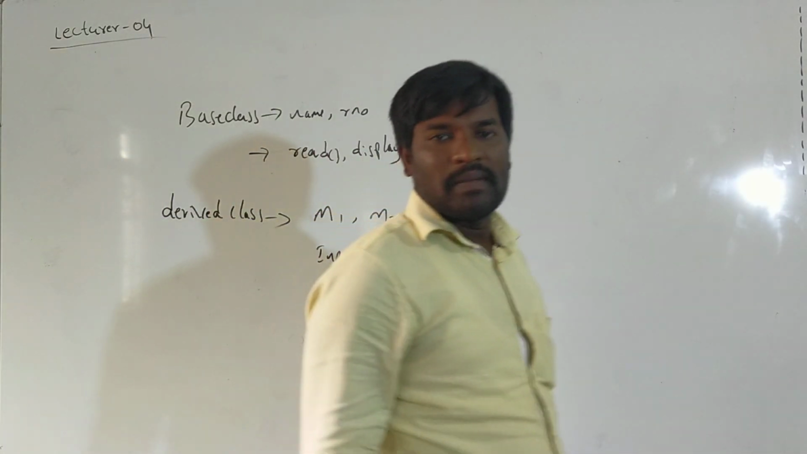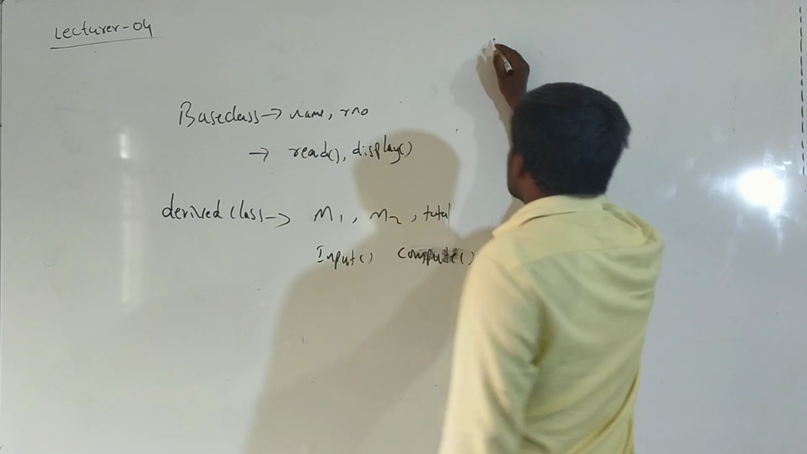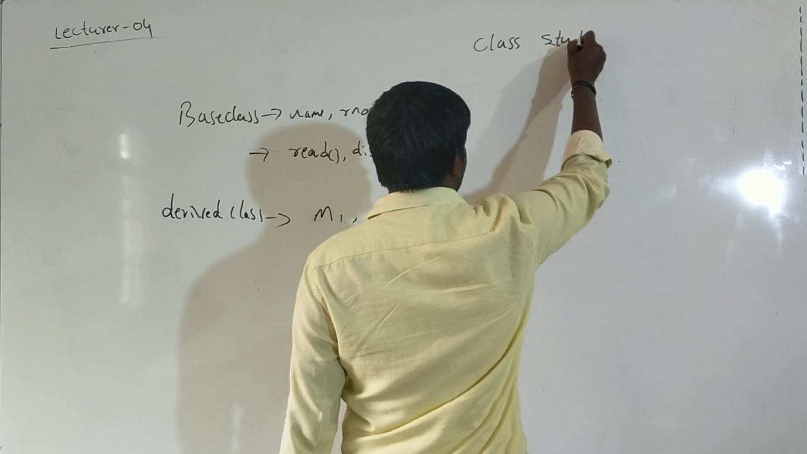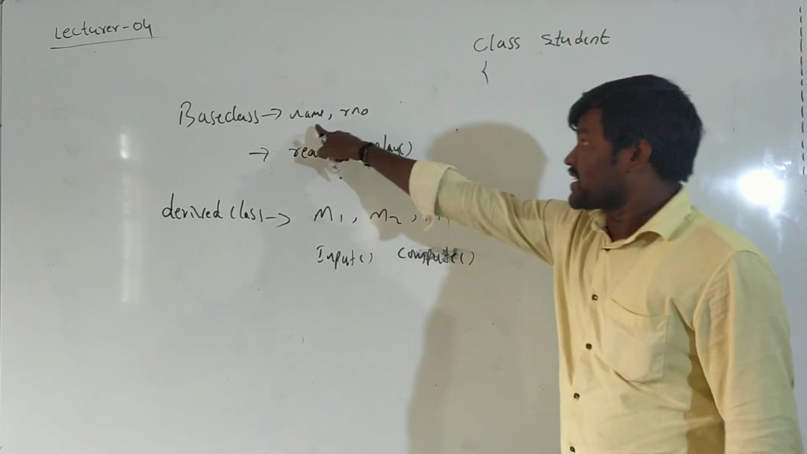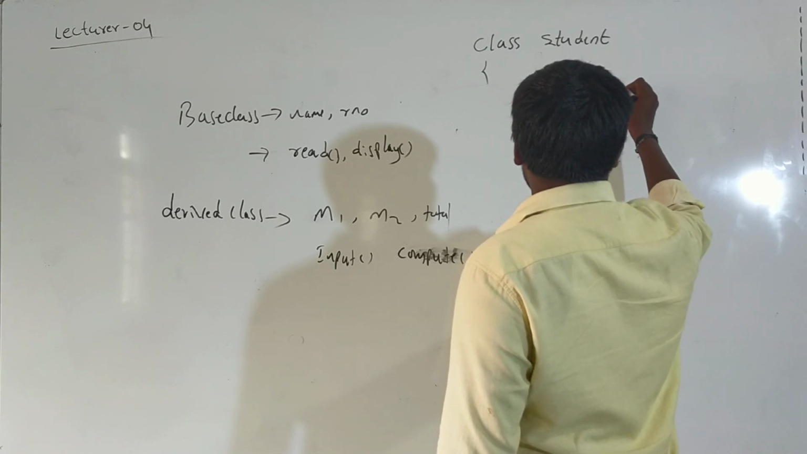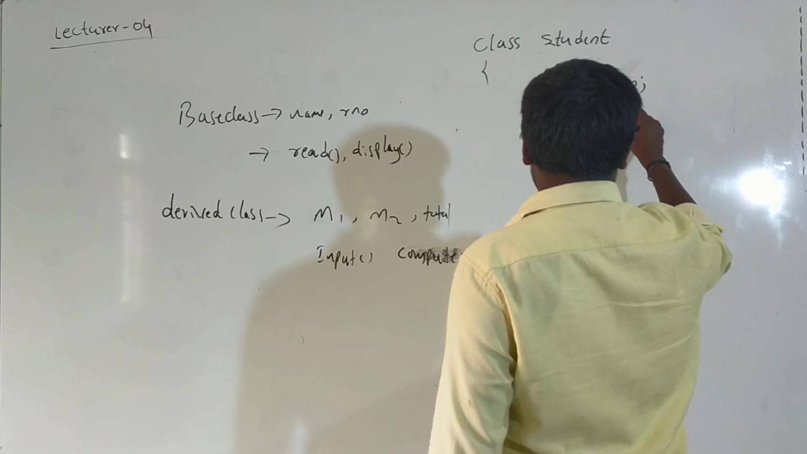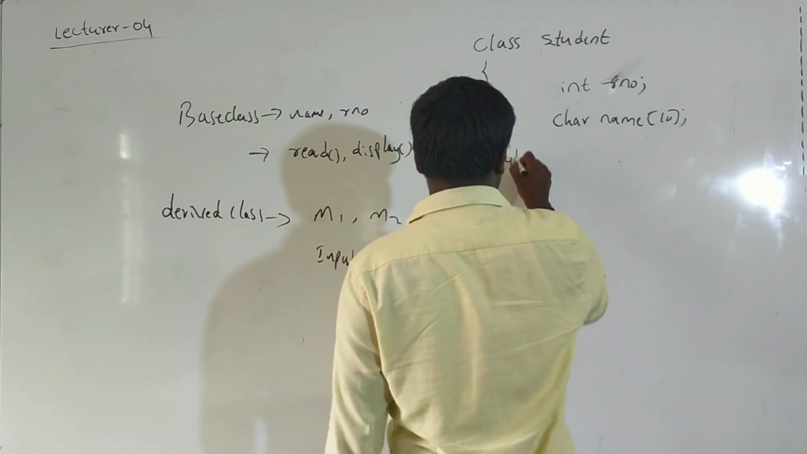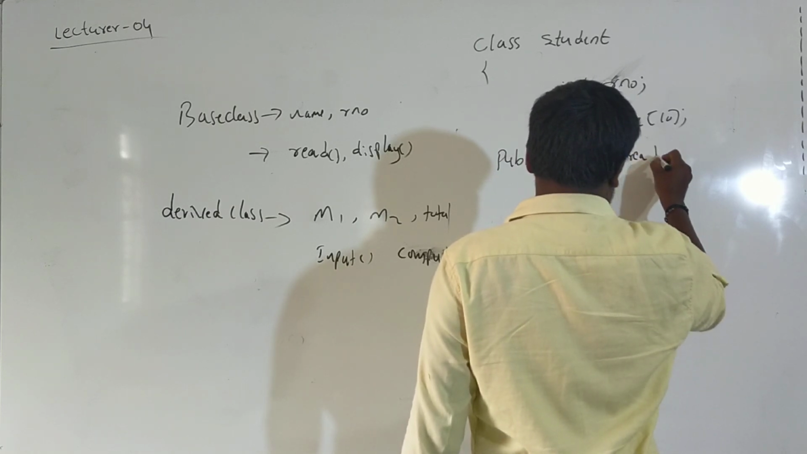So first we have to implement the base class, that is student. Class student. Here data members are name and roll number. So I can take integer as roll number and char of name. In the public section, void read.